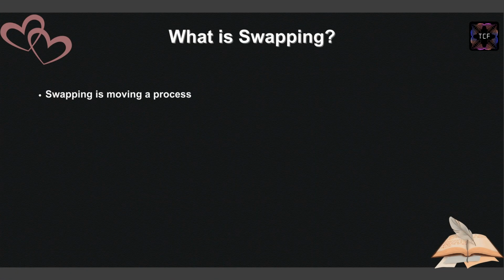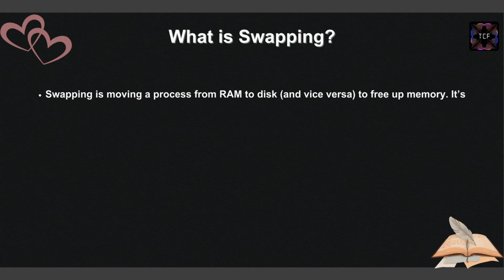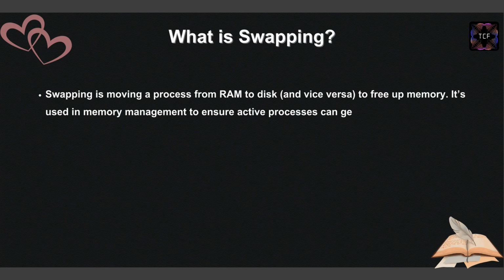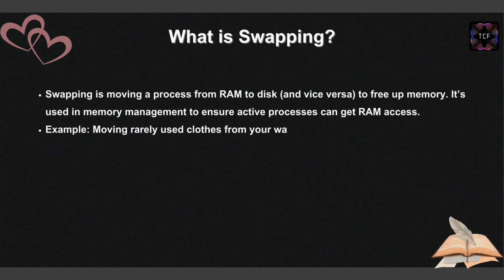What is swapping? Swapping is moving a process from RAM to disk, and vice versa, to free up memory. It's used in memory management to ensure active processes can get RAM access. Example: moving rarely used clothes from your wardrobe to a suitcase to make space for daily wear.